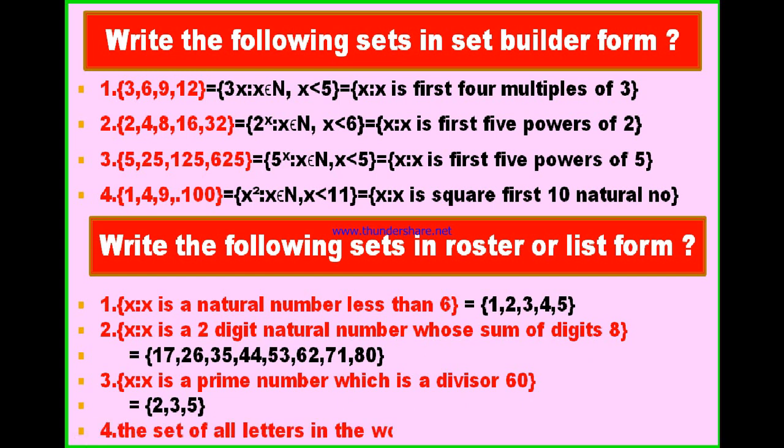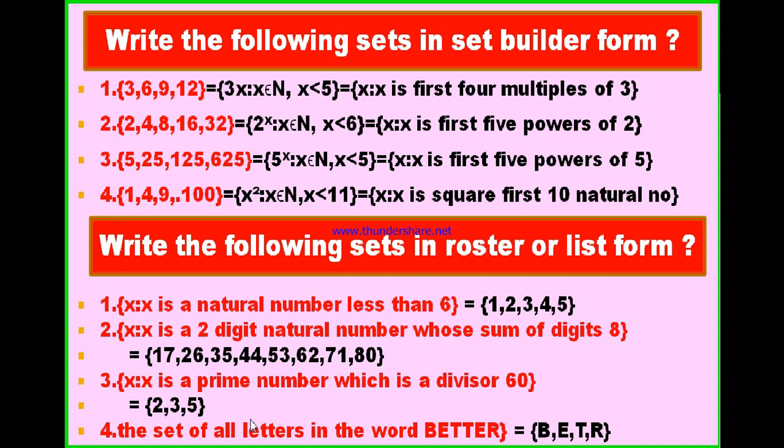And next question. The set of all letters in the word better. Now what is the spelling of better? B-E-T-T-E-R. Now while writing in list form, every element should be written only once. Even though you can find 2 T's and 2 E's, you have to write only one E and only one T.